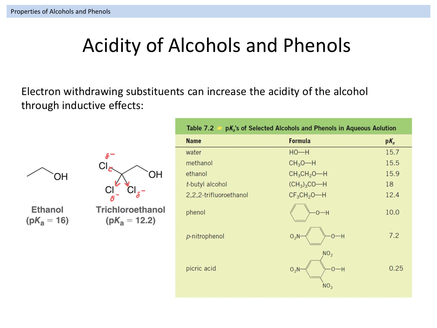Understanding how electron-withdrawing substituents affect the acidity of alcohols and phenols is crucial for predicting their reactivity and behavior in various chemical environments. This knowledge is particularly important in designing compounds for specific applications, such as pharmaceuticals and agrochemicals, where the acidity can influence the compound's activity and stability.